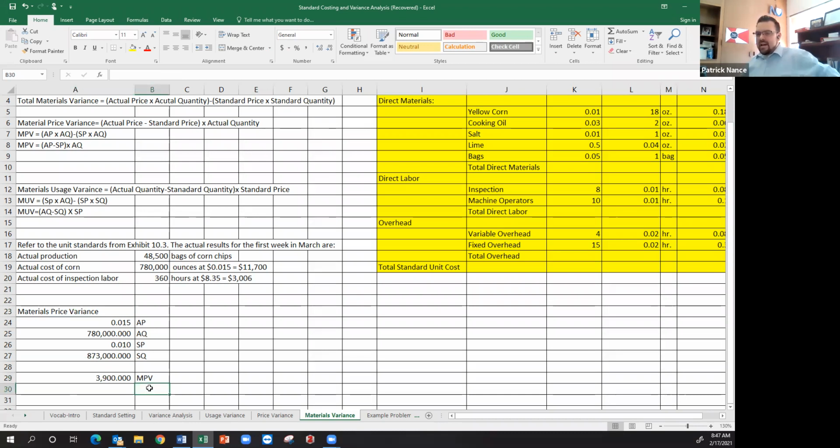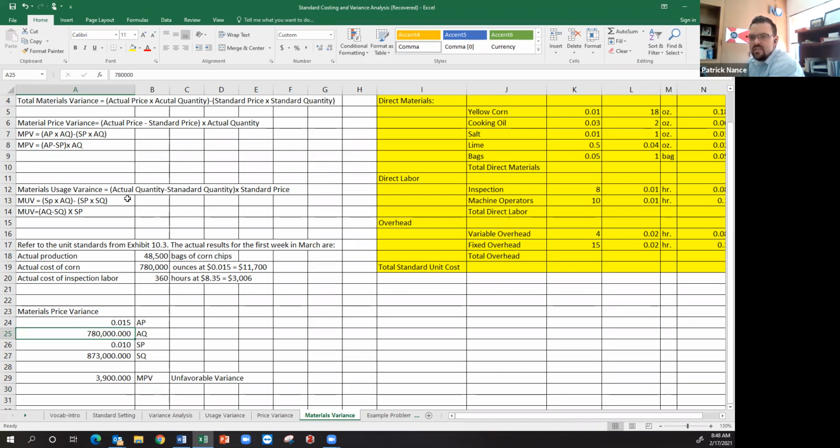What this means is that, since this number is positive, this would be an unfavorable variance. I spent $3,900 more than I should have based on the actual quantity that I used. So that's my price differential. What it's really showing me is this 0.005 times my actual quantity, because I took 0.015 minus 0.01 times my AQ to get my materials price variance.